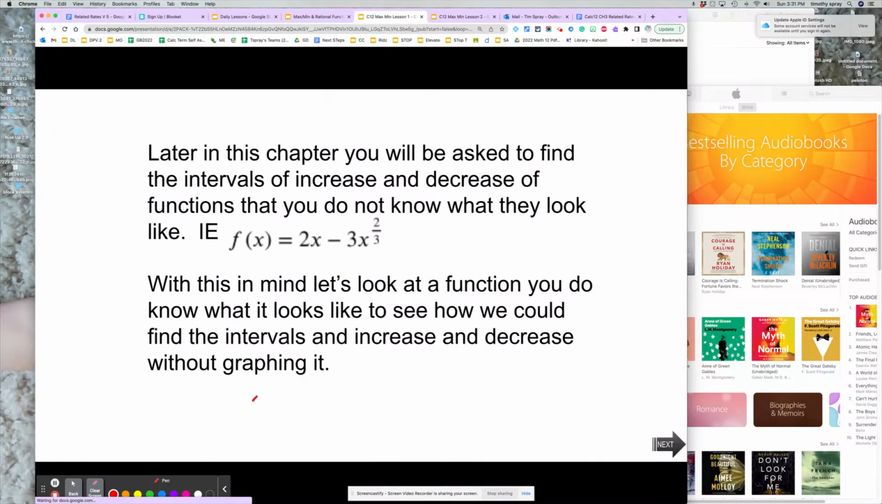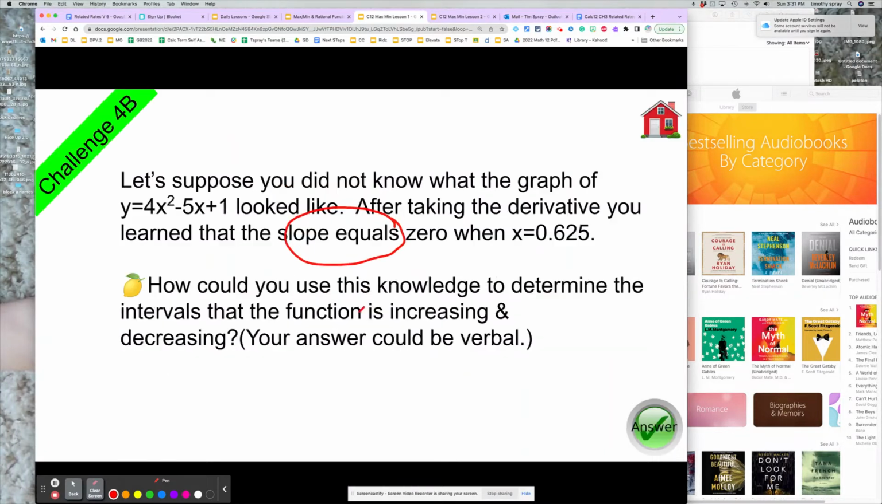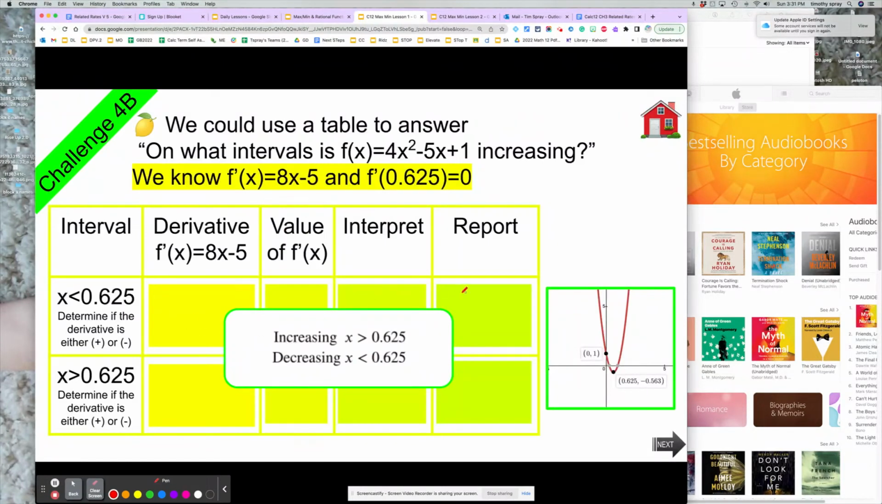Let's look at another example. Now, later on, you're going to be looking at functions where you don't know what they look like. Because of that, you need to learn how to use interval notation. So let me show you what I mean. Notice on this graph, we found that the critical number is 0.625. So on a number line, we're going to have 0.625. I want you to pretend we don't know what the graph looks like.